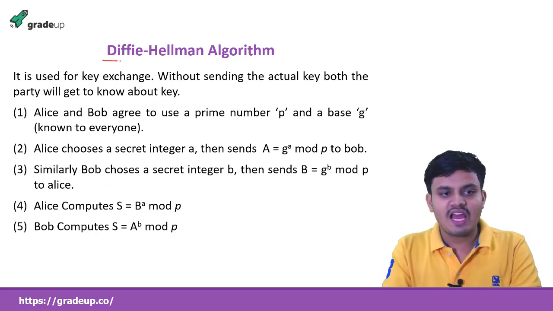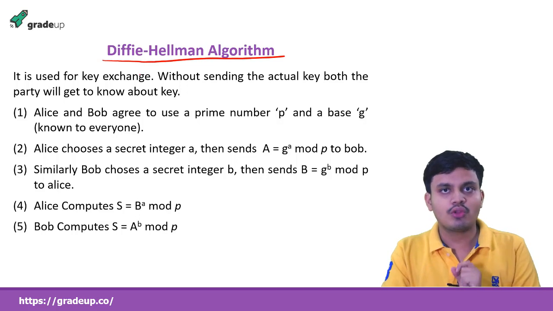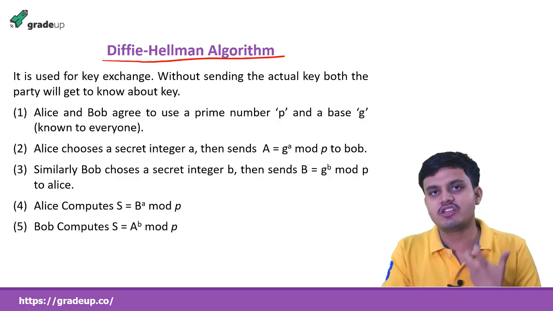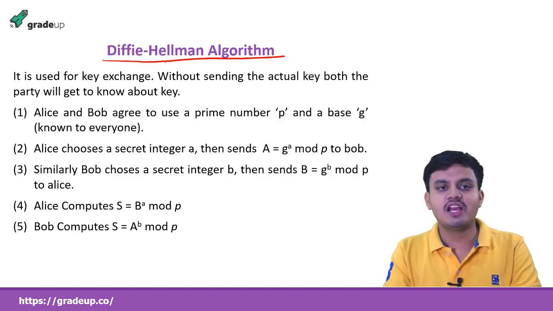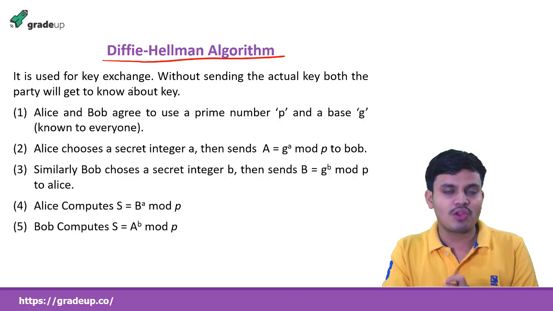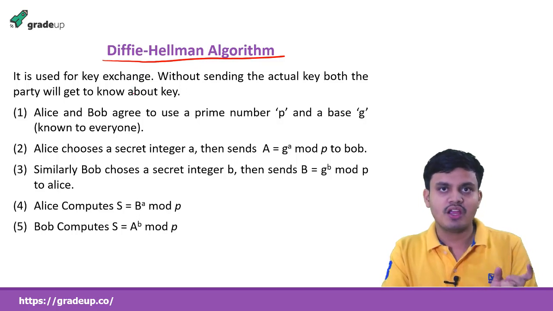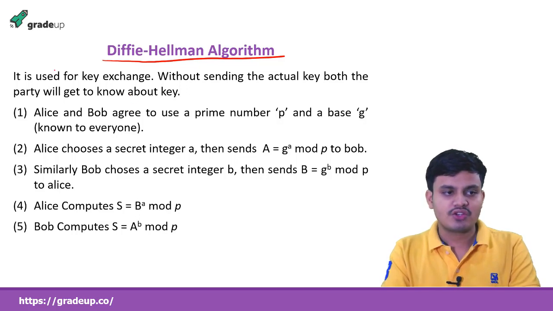Now we will be seeing the Diffie-Hellman algorithm. In the Diffie-Hellman algorithm, I told you that it is used to exchange the key. Both sender and receiver will exchange the key and nobody else will know about it. Isn't it beautiful that they get to know the key, and actually they are not sending the key, and no one else will get to know about the key. So it is really a beautiful algorithm.